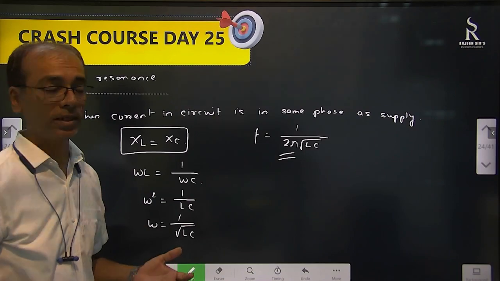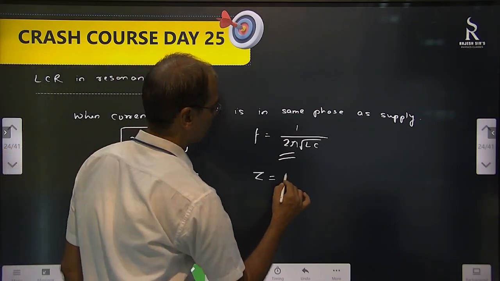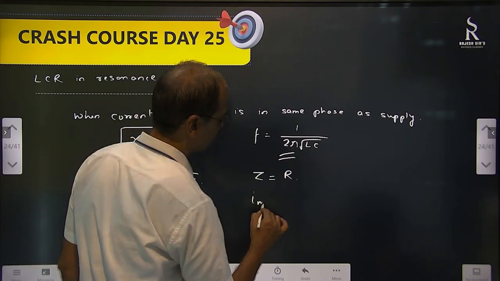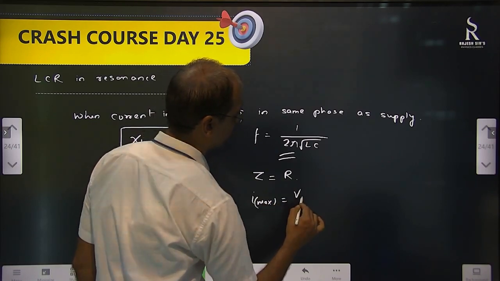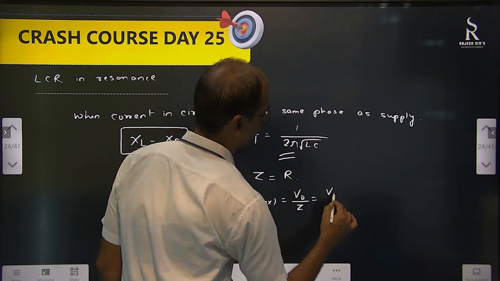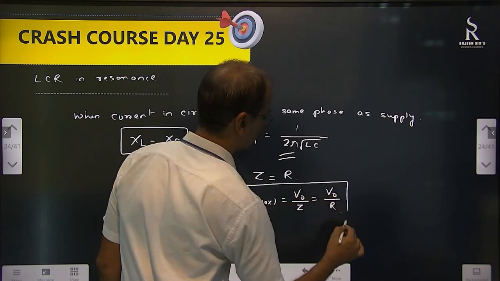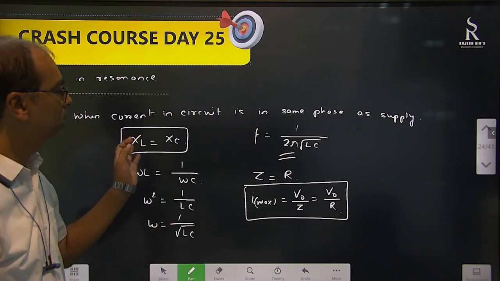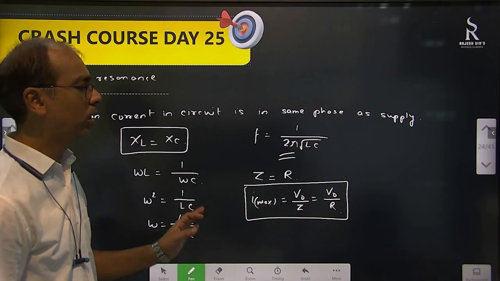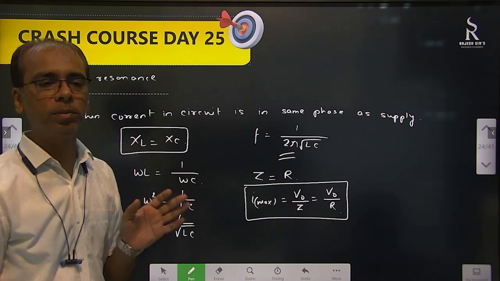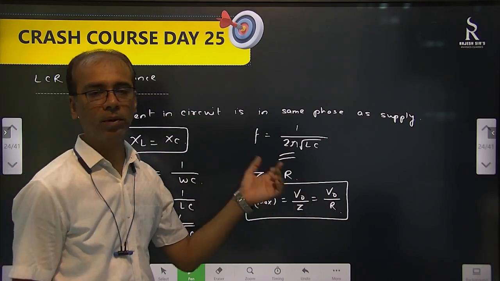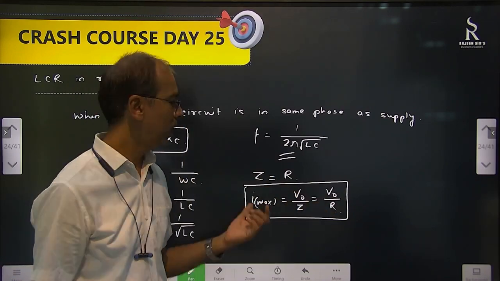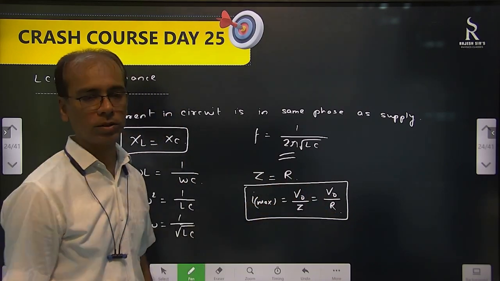And in resonance what happens? As I said, Z value will become R. So in this case, the current that you are getting will be maximum current, V naught by Z, which is actually V naught by R. The current is maximum and the impedance is least because XL minus XC has become 0. In all other cases, XL minus XC will be something, which along with R will give some larger impedance. But in this case XL minus XC is 0, so impedance is only R and I becomes maximum. That's resonance.